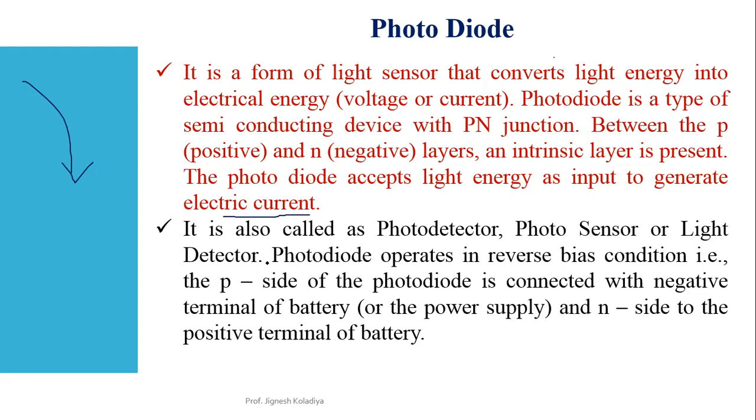It is also called photodetector, photosensor, or light detector. Photodiode operates in reverse bias condition. So this is the second diode that is acting in the reverse bias condition after the Zener diode. So the P side of the photodiode is connected with the negative terminal of the battery, and the N side is connected with the positive of the battery. So in that condition, your diode will be in the reverse bias condition and it will work.